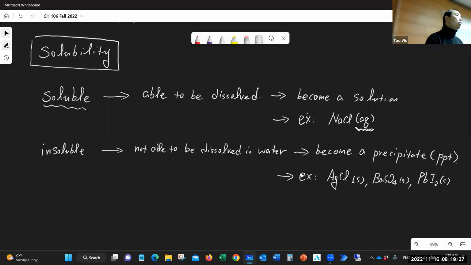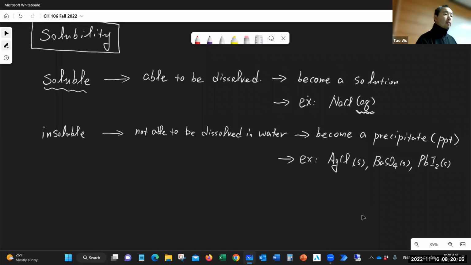Okay, so is there any rule that can help us, just based on the formula, tell whether it's soluble or not? If it's soluble, then we know this compound will dissolve in the water. If it's not soluble, we know when we have this as a product, this must be a precipitate coming out of the solution. Does that make sense? Okay, so how to determine whether it is soluble or insoluble, this is what we're going to talk about, solubility. This is the rule.